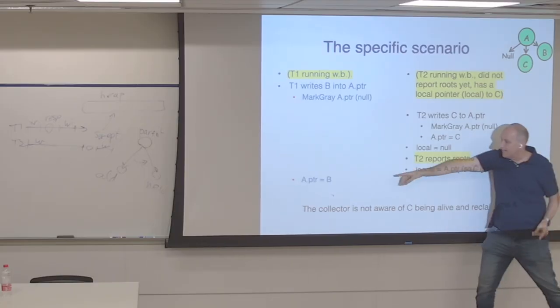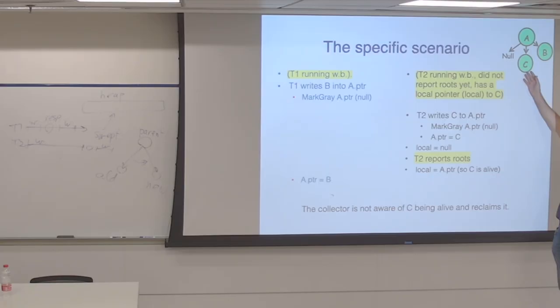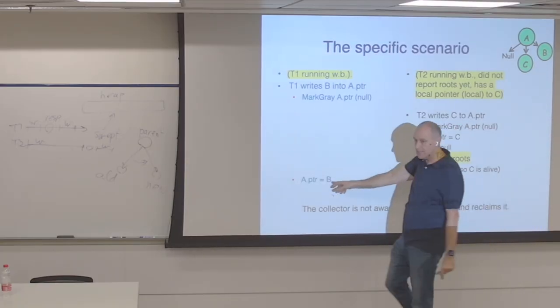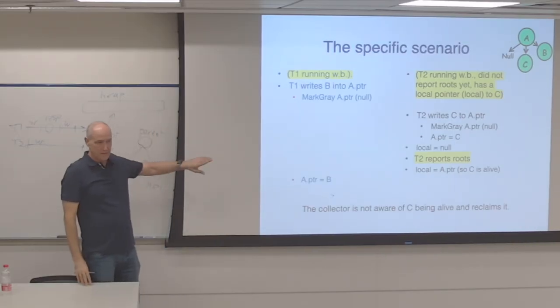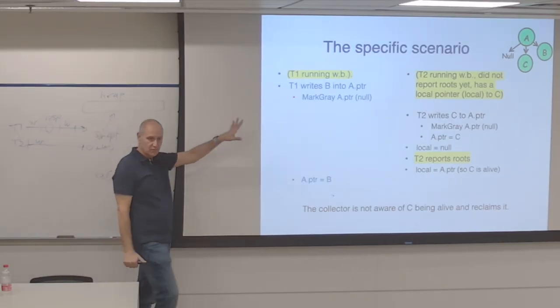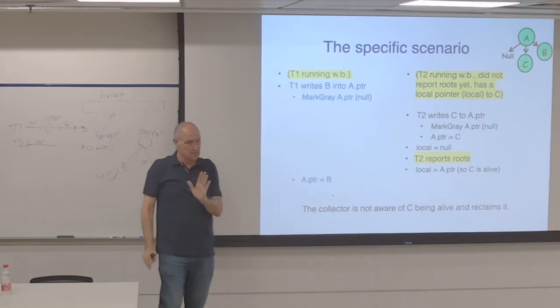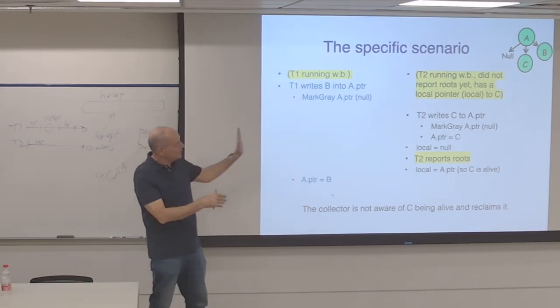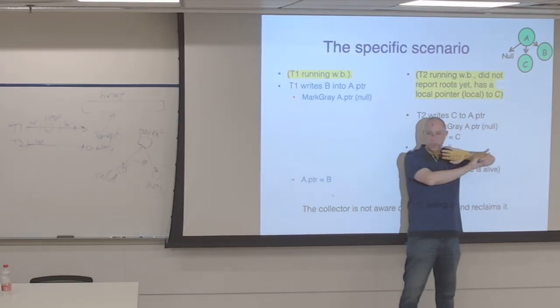And this write is responsible for removing C from this pointer. So when this write comes, it's going to point this pointer at B, and C is not going to be available from that pointer anymore. So it's like we've hidden C in the middle of T1's write. T2 has hidden C in the middle of T1's write.